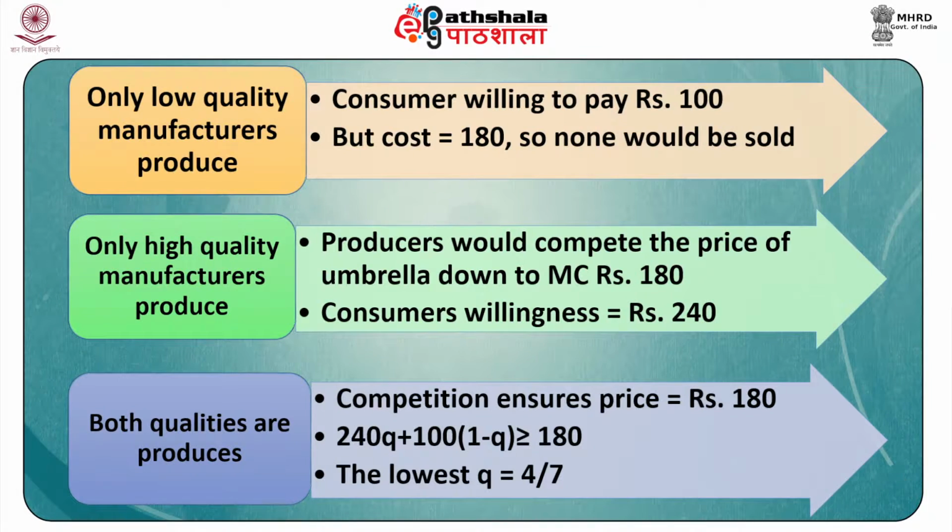In that case, competition ensures that the price will be rupees 180. The average quality available must therefore have a value to the consumer of at least rupees 180. This means that we must have 240Q plus 100 into (1 minus Q) greater than or equal to 180. The lowest value of Q that satisfies this inequality is 4 by 7. This means that if 4 by 7 of the suppliers are high quality, the consumers are just willing to pay rupees 180 for an umbrella.